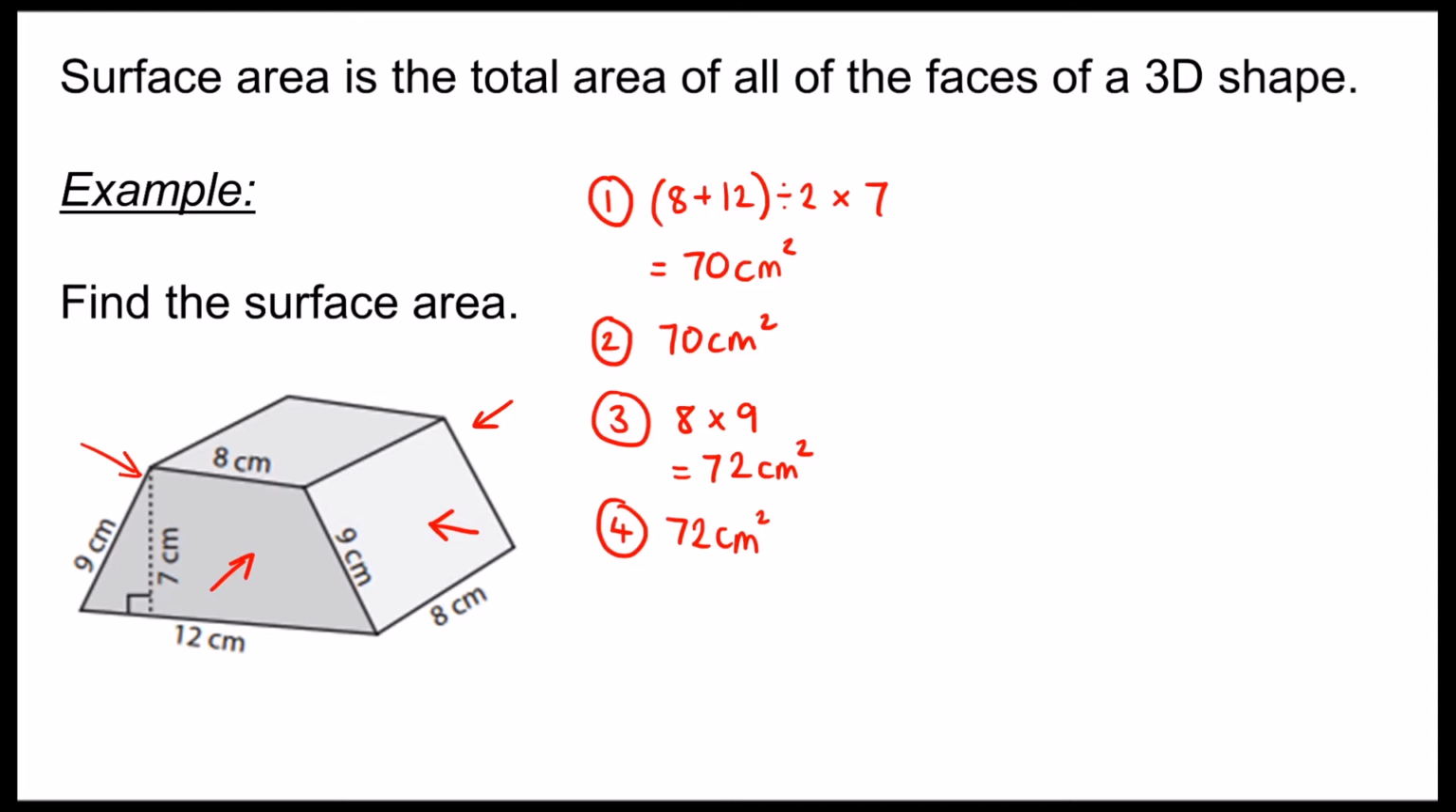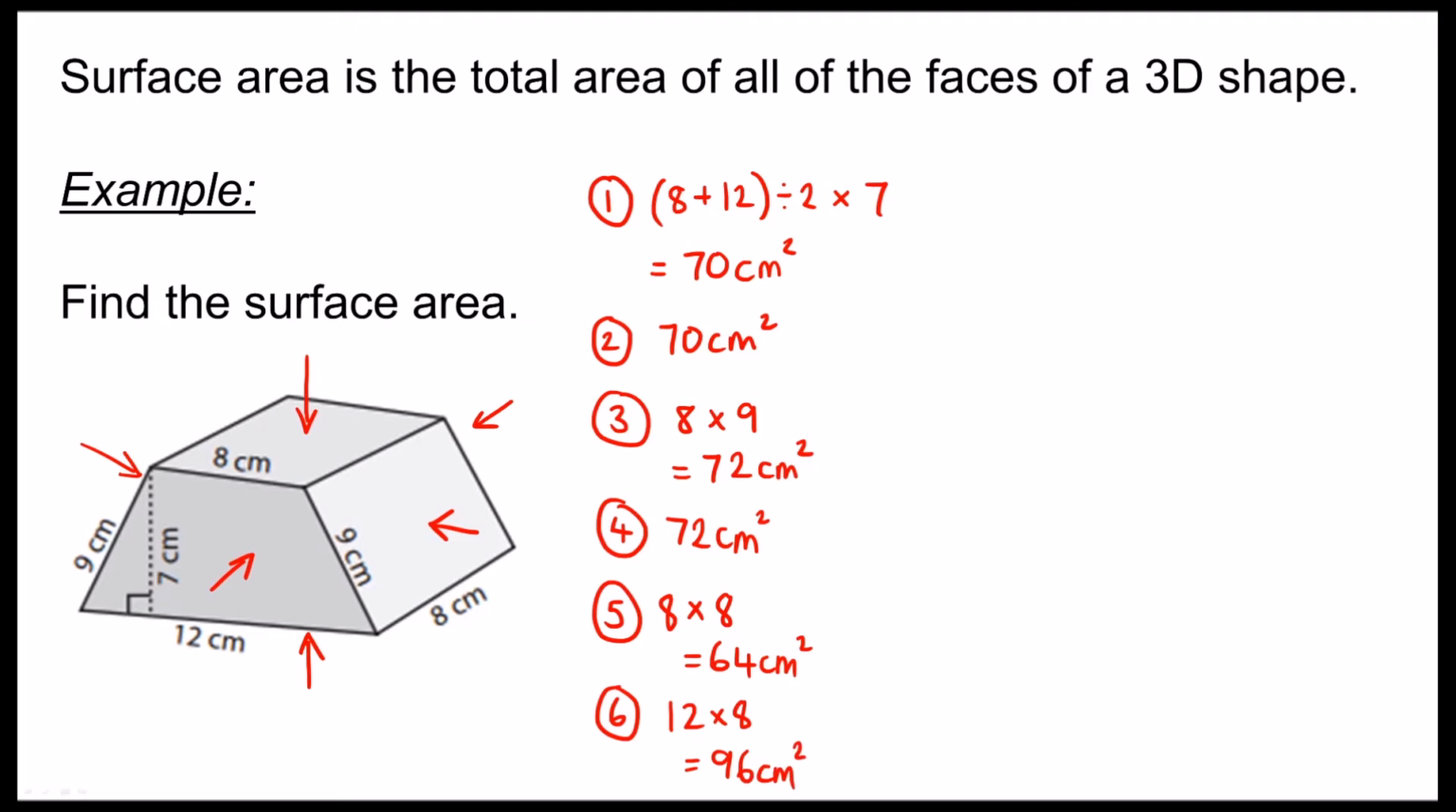I can work out my fifth area, which could be this area on the top just here, as it's 8 centimeters by 8 centimeters, again another rectangle. So I can say 8 times by 8 gives me an area of 64 centimeters squared. And lastly, I have the area which is hidden at the very bottom. Again, that is a rectangle. It's 12 centimeters by 8 centimeters, and that gives me an area of 96 centimeters squared.